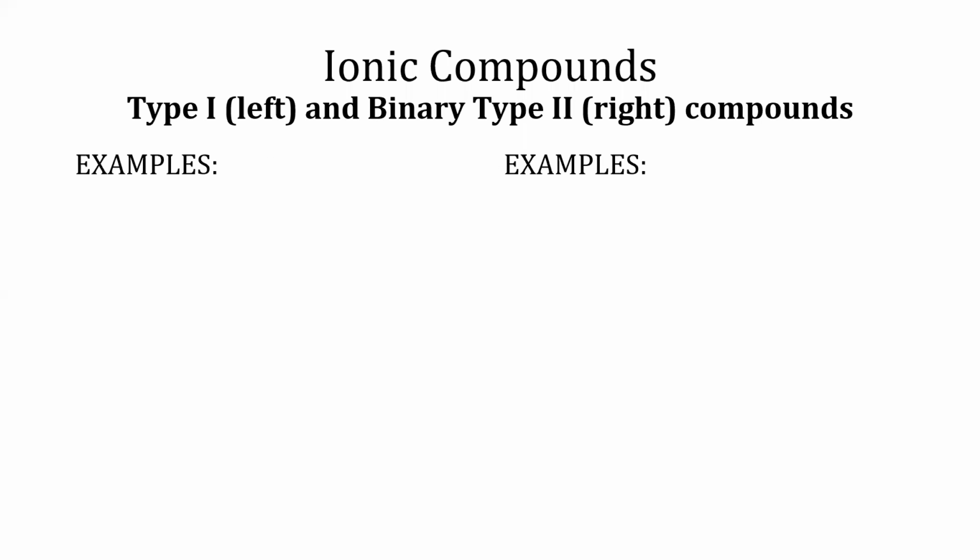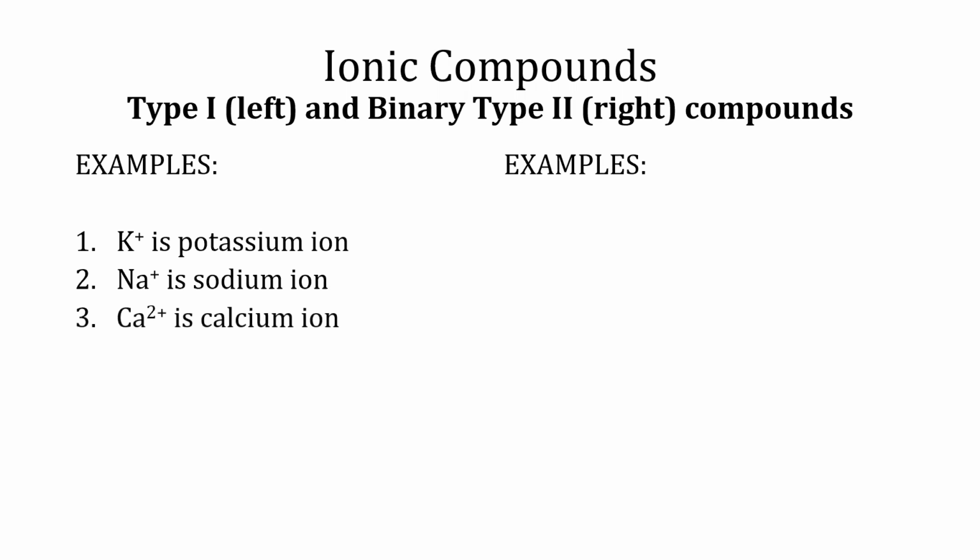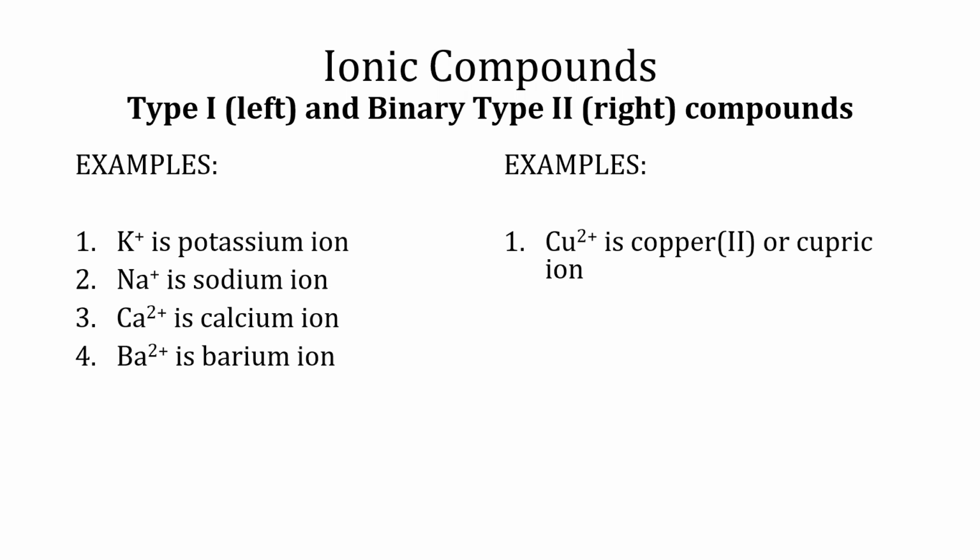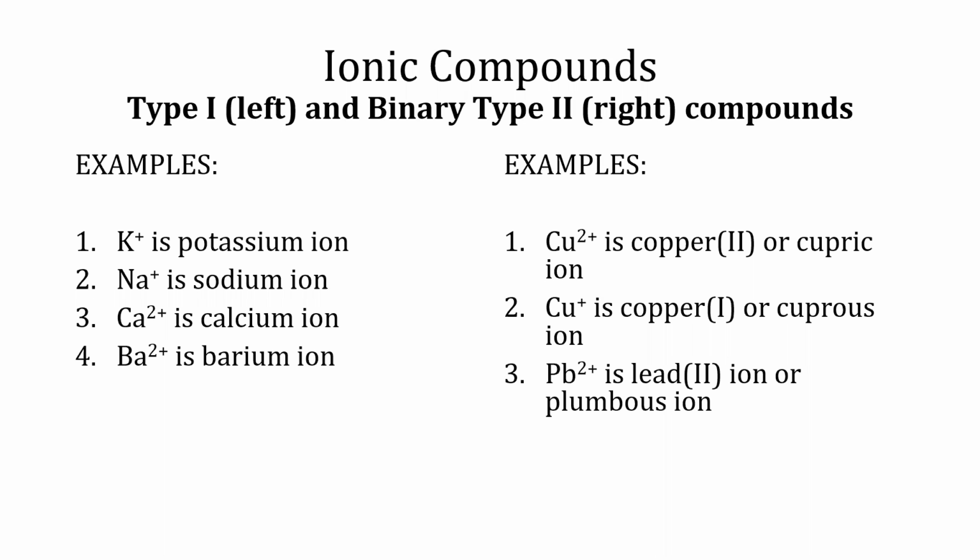Some examples of type 1 metals include K+ or potassium ion, Na+ or sodium ion, Ca2+ or calcium ion, and Ba2+ or barium ion. Some examples of type 2 metals include Cu2+, which is copper(II) or cupric ion, Cu+, which is copper(I) or cuprous ion, Pb2+, which is lead(II) or plumbous ion, and Pb4+, which is lead(IV) or plumbic ion.